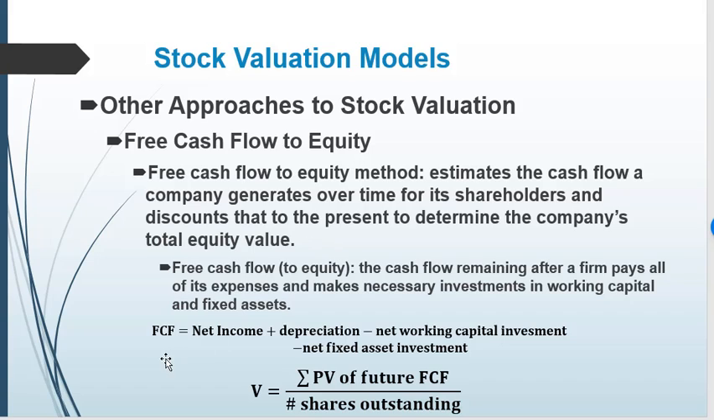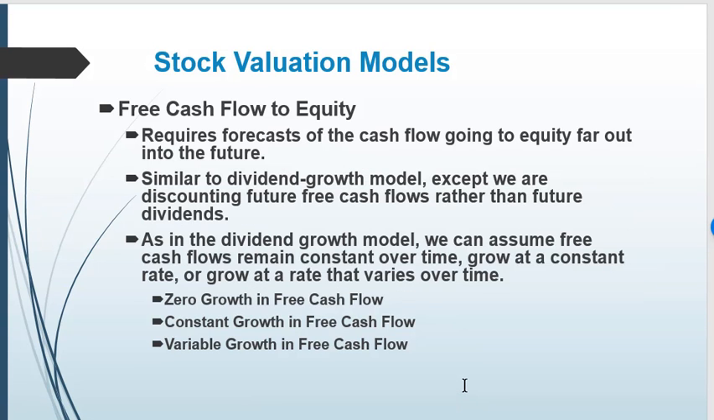So our very basic formula for free cash flow is net income plus depreciation plus the working capital investment net for the year, and also the net fixed asset investment for the year. The value of the company is then the present value of these future cash flows divided by the shares outstanding. So we'll develop this model as we go along. We're going to need to forecast cash flow moving forward, similar to the dividend model, except now instead of looking at dividends, we're looking at cash flows.